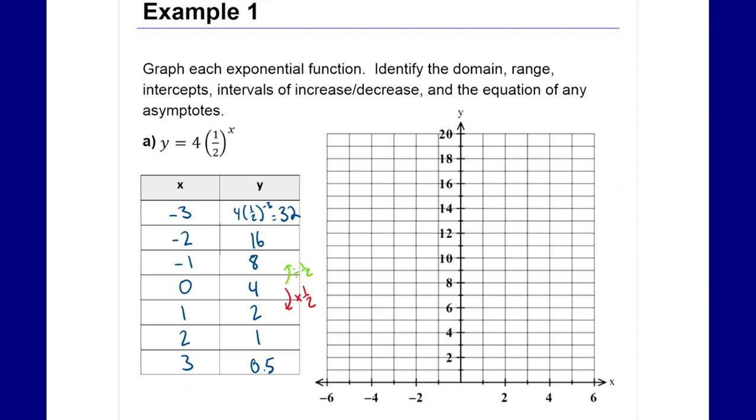But now that I have my table of values, I can go through and plot the points and sketch my graph. So 0 and 4, 1 and 2, 2 and 1, 3 and 1/2, -1 and 8, -2 and 16, and -3 and 32 is off our scale. So we can just graph kind of what we have, but we get a general idea of how it's going to look. Right, so generally we have our exponential function here. And that is what this exponential function looks like.